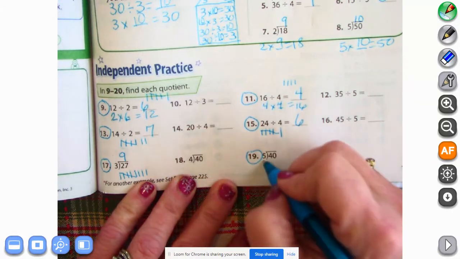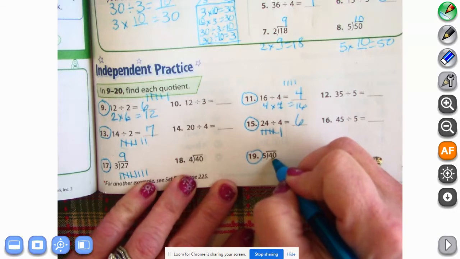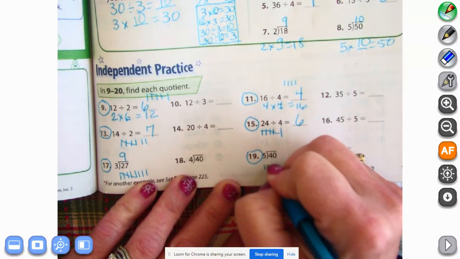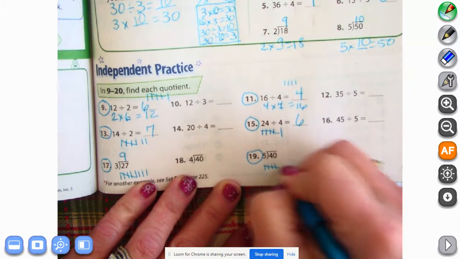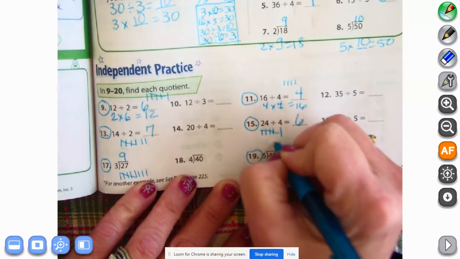Okay. And then 5 divided into 40, or 40 divided by 5. We can skip count by 5. 5, 10, 15, 20, 25, 30, 35, 40. So that's 5, 6, 7, 8.